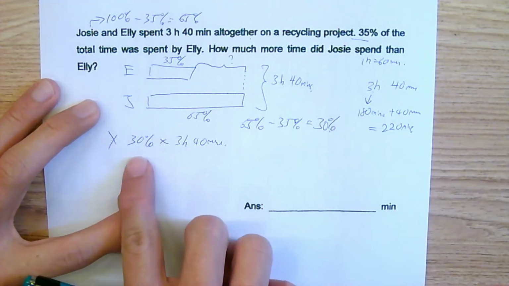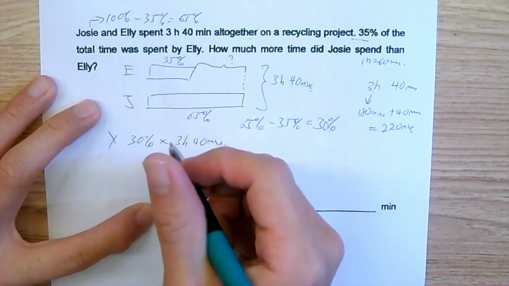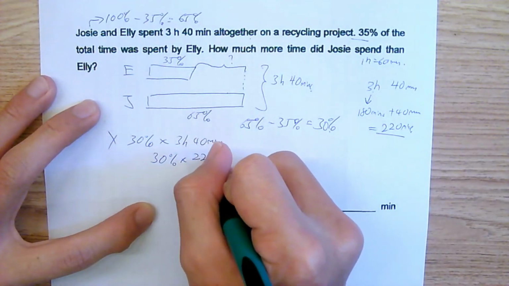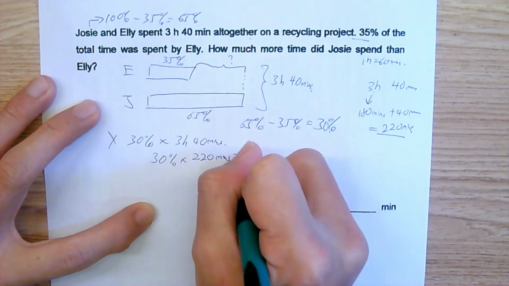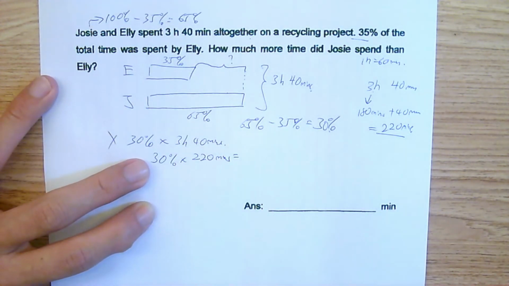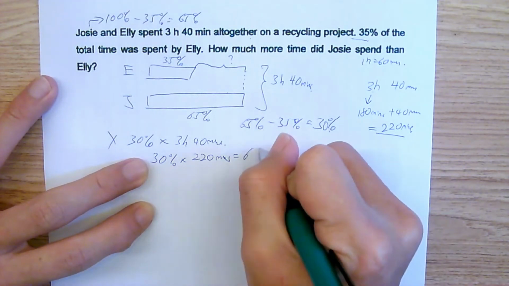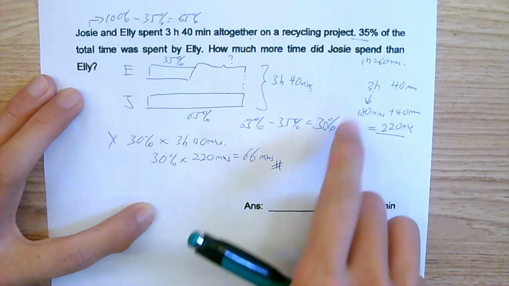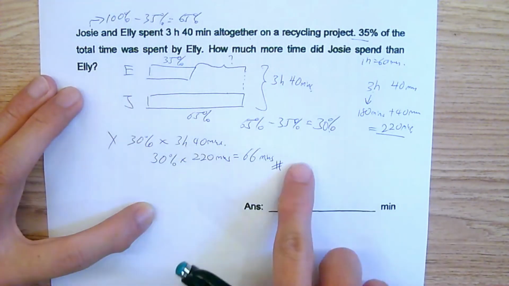Now, instead of writing 30% of 3 hours and 40 minutes, go and write 30% of 220 minutes. At this point in time, you'll be able to use a calculator, so just write 30% multiplied by 220, and that will be 66 minutes. So this is actually our final answer: Josie spent 66 minutes more than Ellie.